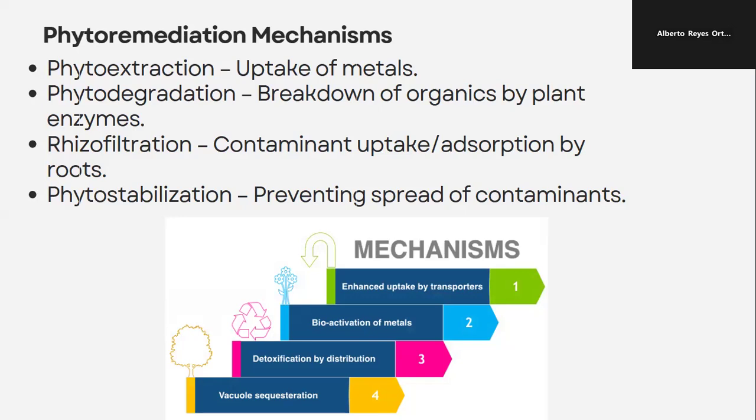Phytoremediation mechanisms. Phytoextraction is the uptake of metals. Phytodegradation is the breakdown of organics by plant enzymes. Rhizofiltration is the contaminant uptake or absorption by roots. And phytostabilization is preventing the spread of contaminants. As you can see in the picture at the bottom, there is an example of the mechanisms.